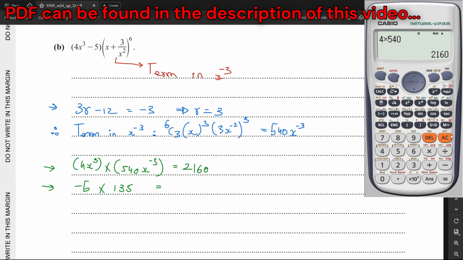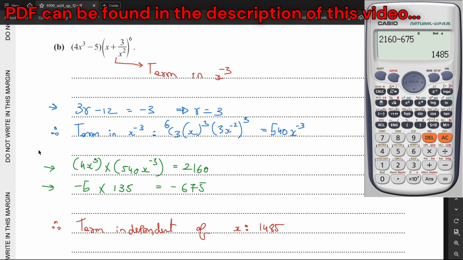And then what is minus 5 into 135? It is minus 675. So the only one thing that I'm left to do is I just need to add them. Therefore, the term independent of x is 2160 minus 675. That is 1485. That is your final answer.